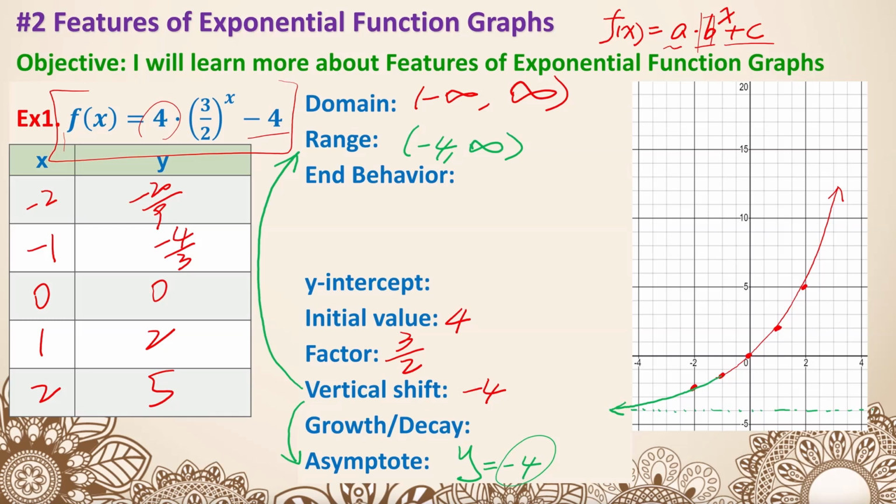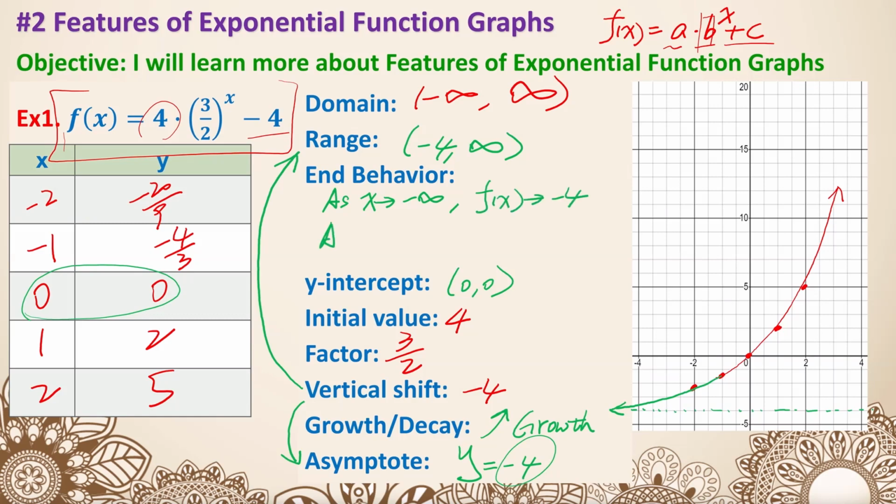As for the y-intercept, from the table, you can already identify the y-intercept, which is at (0, 0). For growth or decay from left to right, we can see our graph is increasing, so it's going to be growth. We can now write the end behavior. As x approaches negative infinity, that's our left end, we can see it's getting close to -4, so f of x approaches negative 4. And then on the right end, as x approaches infinity, f of x approaches positive infinity.